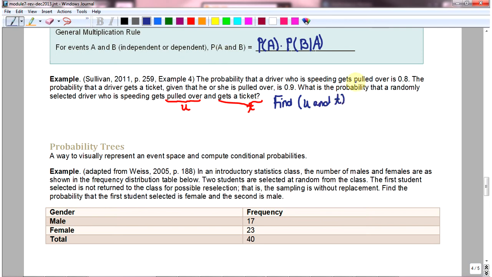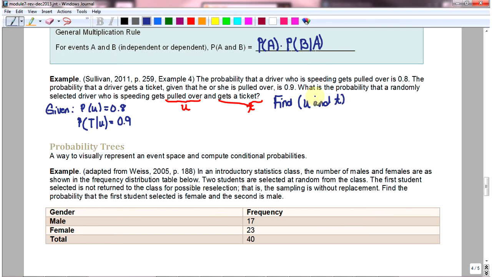Okay, well, what are we given in the problem? We have the probability that a driver who is speeding and gets pulled over is 0.8. So we're given the probability that someone is pulled over is 0.8. And we have the probability that a driver gets a ticket, given that he or she is pulled over, is 0.9. Okay, so the probability that a driver gets a ticket, given that they're pulled over, is 0.9.